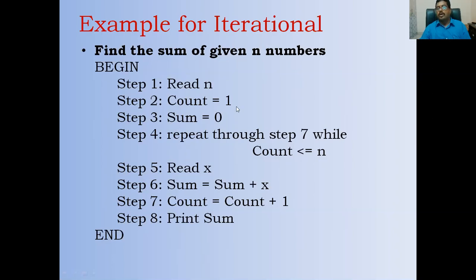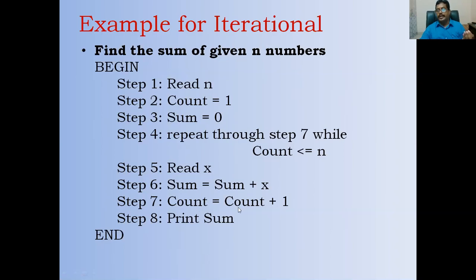Now what is that count value? 1. Try to assume that n value will be 5. And whenever it is executing this fourth step, 1 is less than or equal to 5. Because of this, it is going to read the x value. Means here, first of all, it is going to take the first value, and that value will be added to the sum. Means 0 plus x is going to be considered.